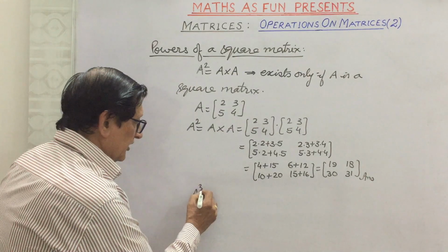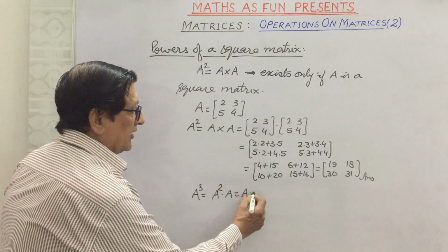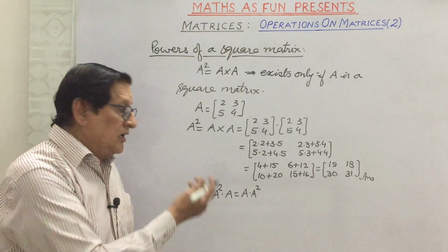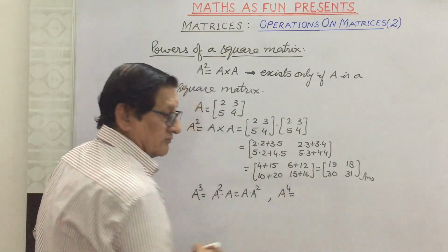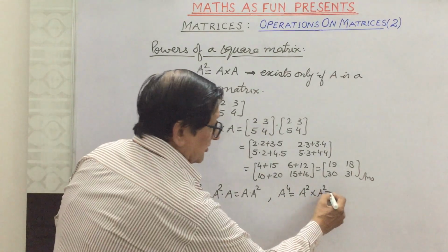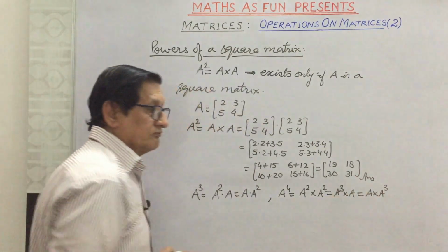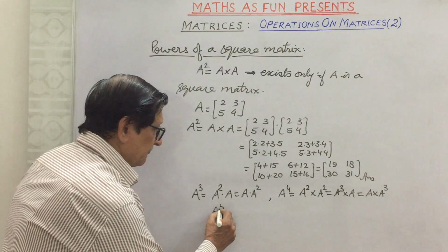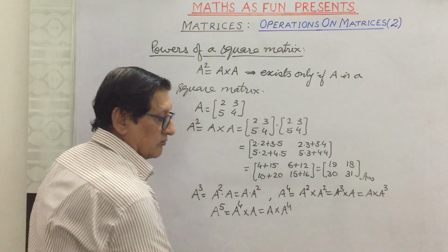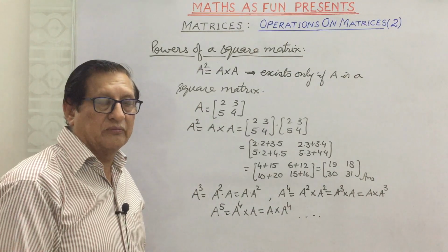Now suppose we want to find out A cube. It can be found by A square into A or A into A square, because they are square matrices. If we want to find out A power 4, that can be written as A square into A square or A cube into A or A into A cube. To find A power 5, we can write this as A to the power 4 into A or A into A to the power 4, and so on. We can find out the higher powers of any square matrix.